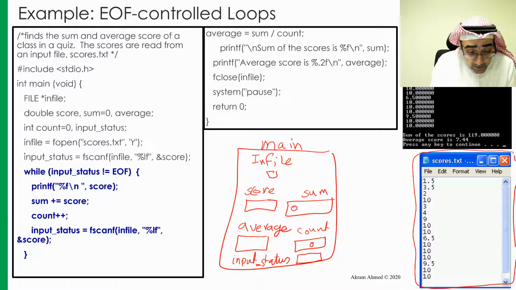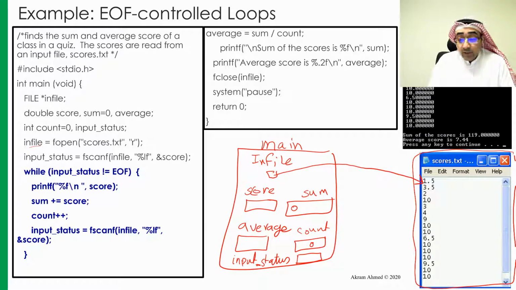I come over here and I say infile equals fopen score.txt. So the infile will be pointing to a buffer that will be pointing to a file. I am just going to skip the operating system in the middle and say that the infile is indirectly pointing to the score.txt file.